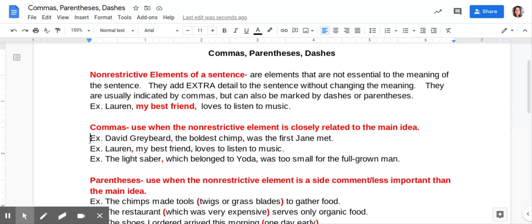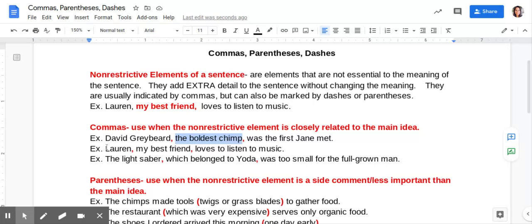The first one says, David Graybeard, the boldest chimp, was the first Jane met. Okay, so we put a comma before and after the boldest chimp. If we take this non-restrictive element out, the boldest chimp, the sentence is still going to make sense. We use a comma here because the boldest chimp is related to the main idea, David Graybeard. So they relate to each other, so that's why we use commas.